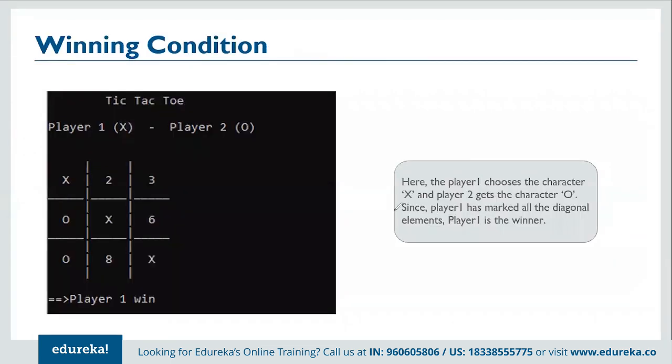So I believe you all have played this game earlier, in your school days, college days, or maybe now as well. So suppose player 1 marks X and player 2 marks O's, right? Here player 1 chooses the character X and player 2 gets the character O. Since player 1 has marked all the diagonal elements as X, player 1 wins in this case. So this is a winning condition in a tic-tac-toe program.